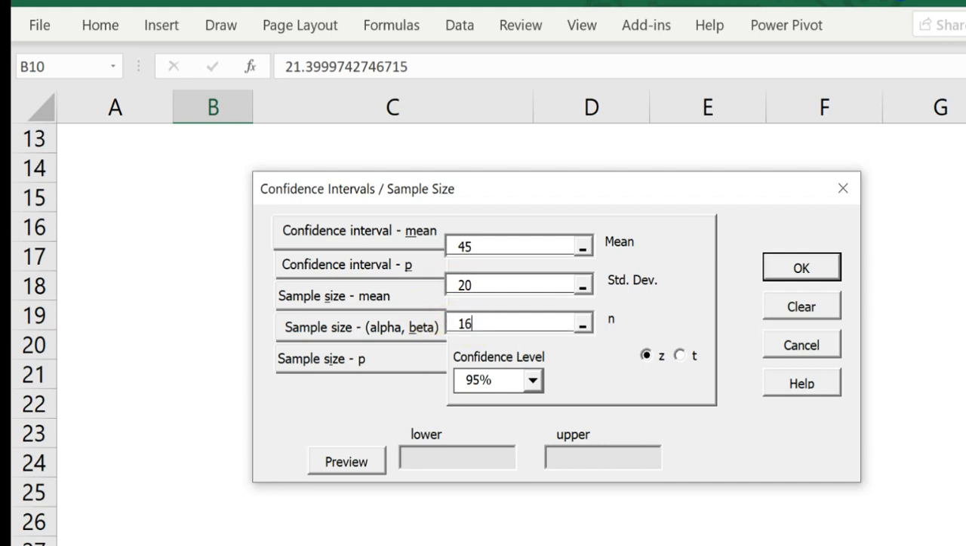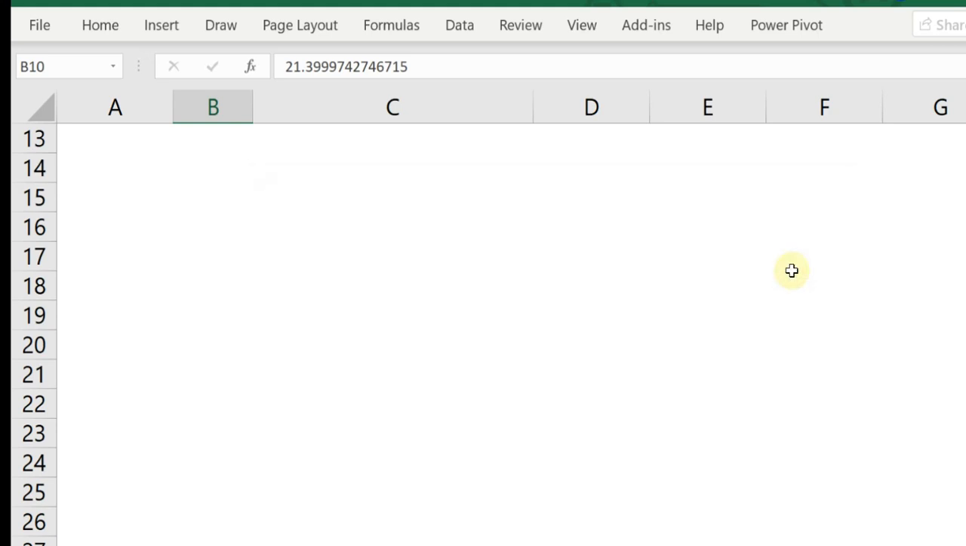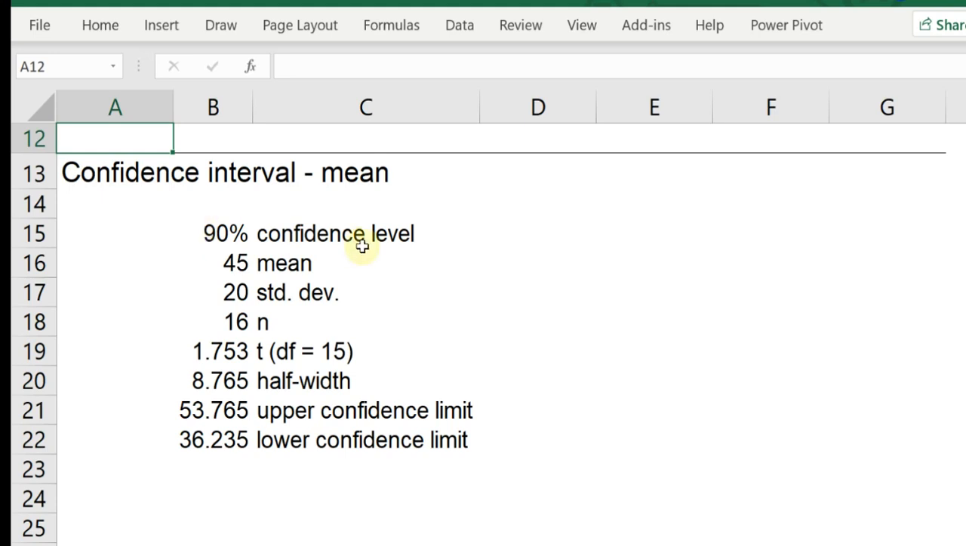It's rather small. Our confidence level is 90. And we've got to click on or check the t radio button. Make sure you click on that t because sigma is unknown. If you preview the interval, you see it right in here. If you hit OK, you get more information. So, a 90% confidence level with these givens.